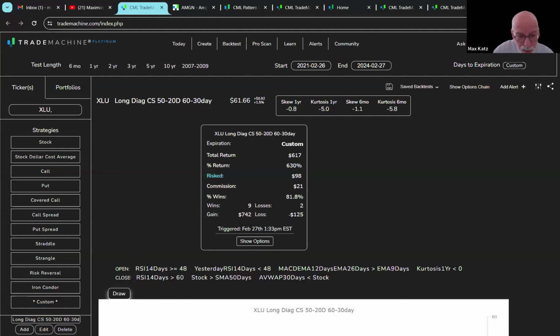Now, close conditions. It's the RSI 14 greater than 60. Stock is now greater than the SMA 50. The AVWAP 30-day is less than the stock. Now, I don't know about you, but once I put this trade on, or a trade like this, even if I write it down, I'm probably not going to refer to it very often to see if any of these closing conditions are holding. But what you can do is set up a closing alert in TradeMachine, which we'll do in a second.